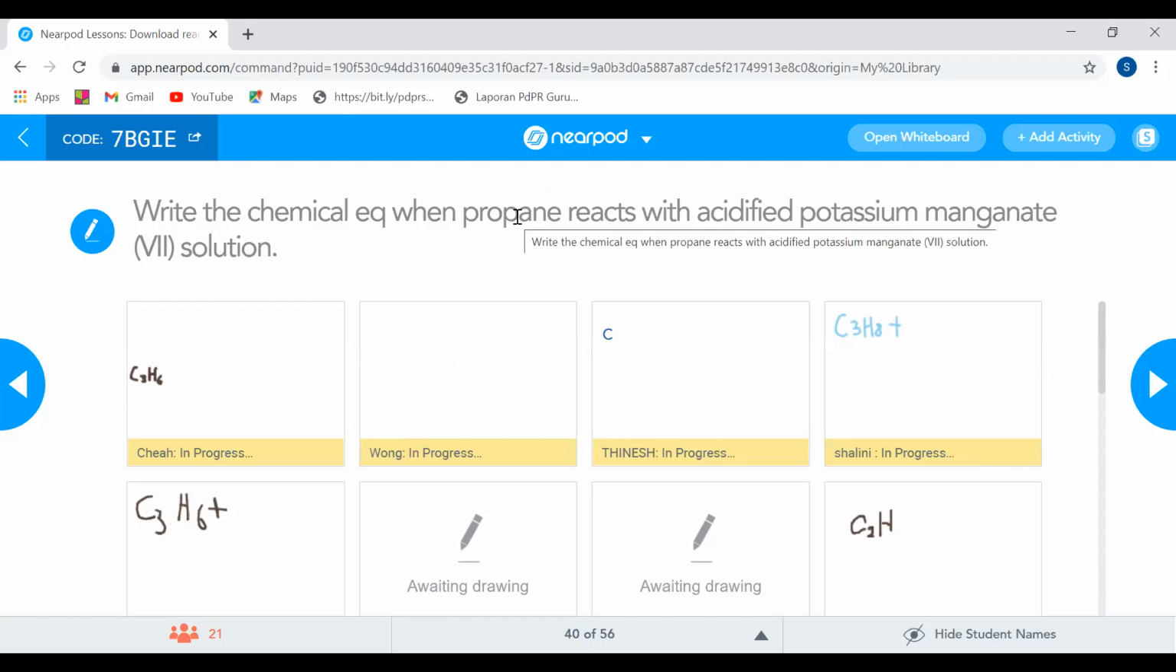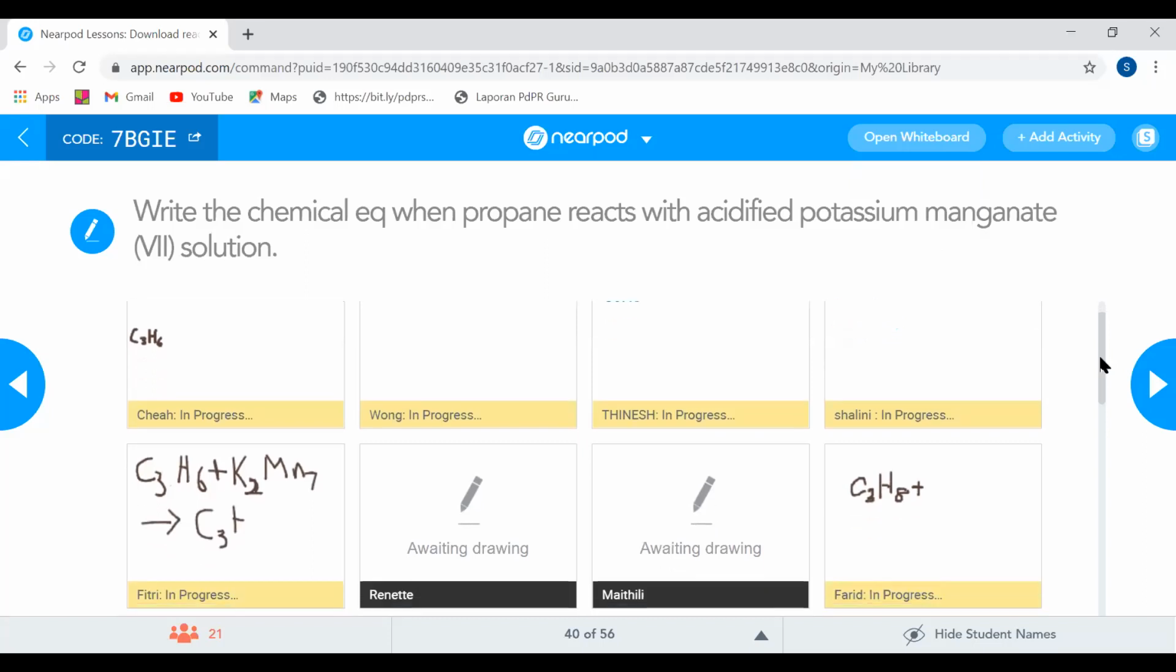But teacher, after the propene is done, like hydrogenation, you become an alkane, right? No, but now when it reacts with acidified potassium manganate, it doesn't become an alkane. It becomes two alcohol groups. Oh, okay.